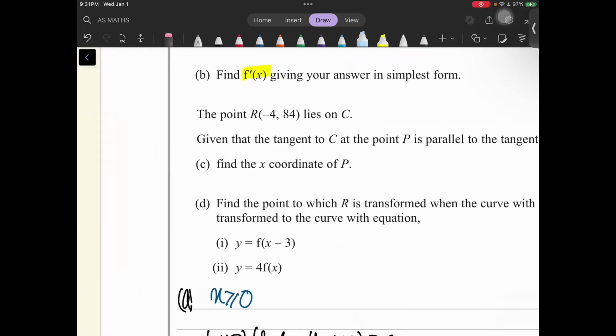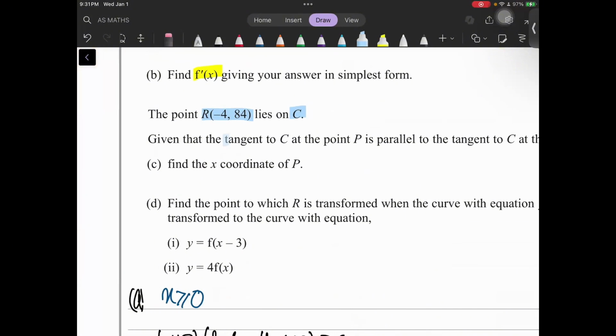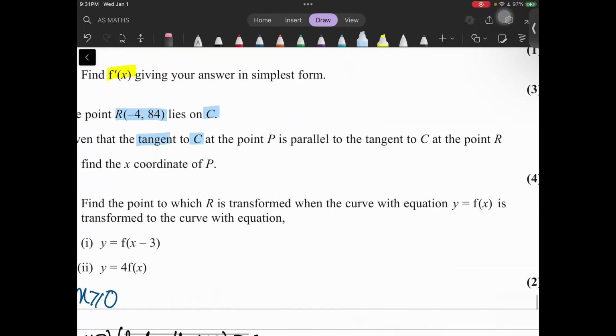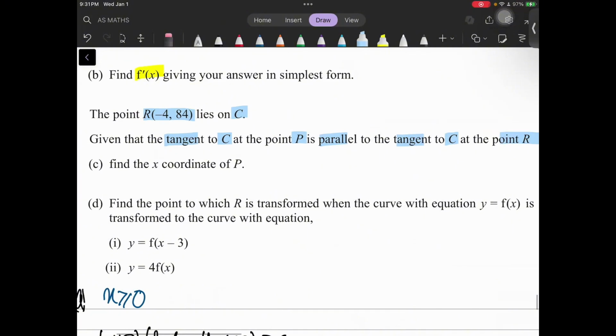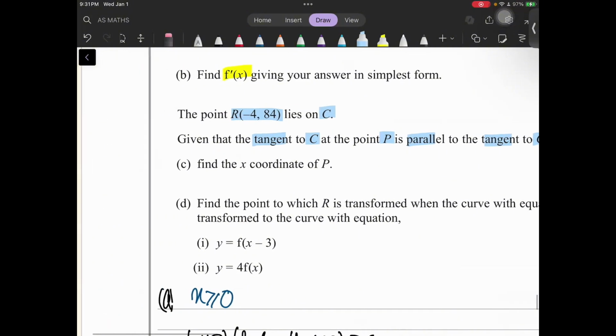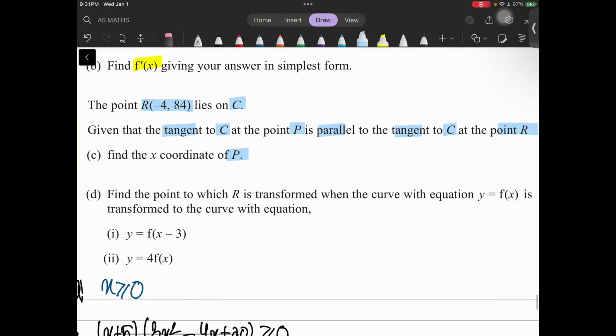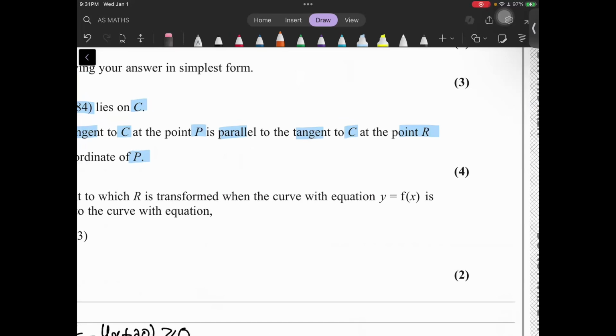Then it said that point R has a coordinate of -4 and 8 and lies on the curve C. Given that the tangent to C at point P is parallel to the tangent to C at point R, find the x coordinate of P. So first of all, do not get intimidated by this kind of question. When you get this kind of question, you first go to the fundamentals. What do you understand by the word parallel? It means something where the gradient is equal. Gradient equals. And then what do you mean by the word tangent?